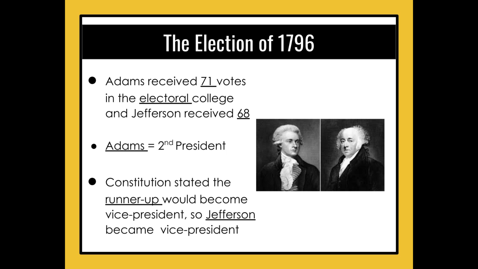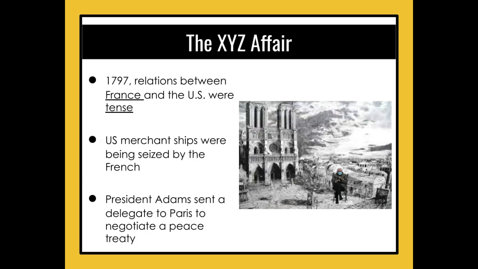According to the Constitution, the runner up in an election would become the vice president. Therefore, Thomas Jefferson became the vice president of John Adams. Now, if you remember our conversation about political parties, you could see how this could potentially cause some problems in the office, having two opposing viewpoints trying to run the country together.